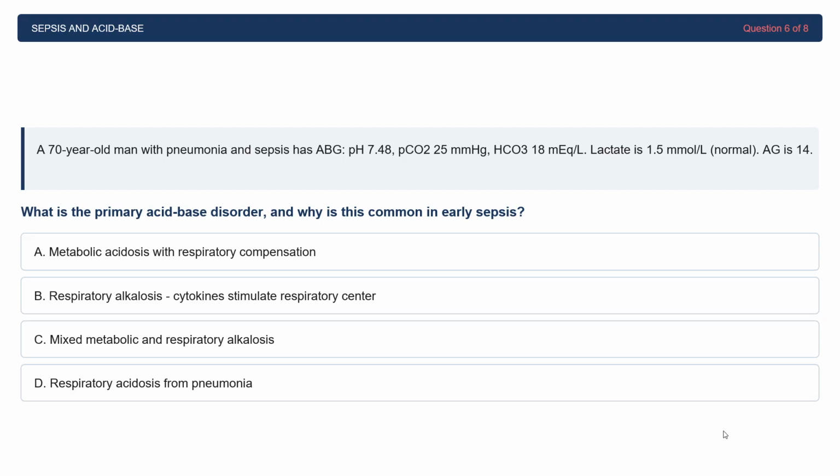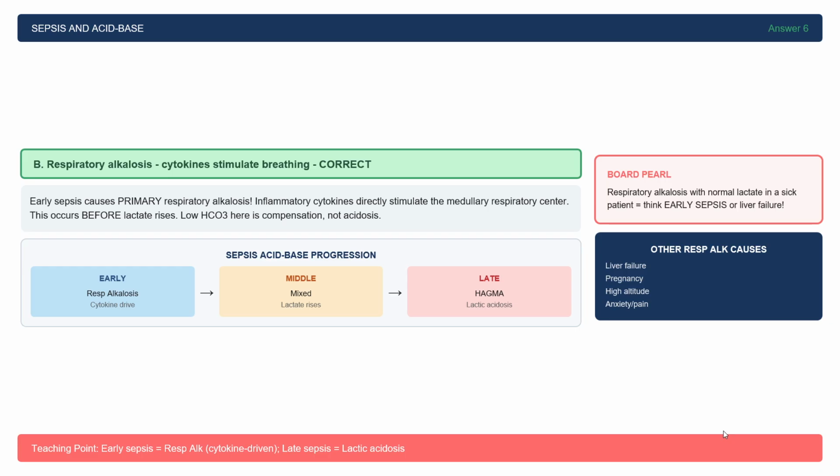So options are A. Metabolic acidosis with respiratory compensation. B. Respiratory alkalosis due to cytokine stimulation of respiratory center. C. Mixed metabolic and respiratory alkalosis. Or D. Respiratory acidosis from pneumonia. So the answer is B.